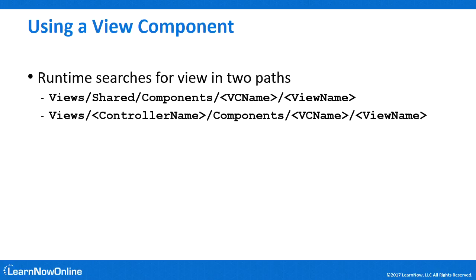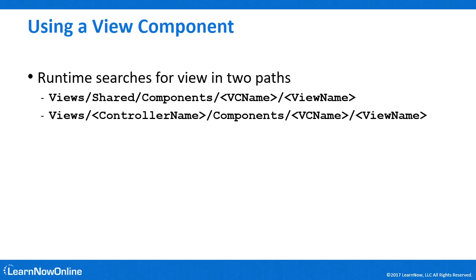Now, typically, you won't use the second option, but it is handy if you have a different view for the same component depending on the controller that owns the current action method that caused this view component to be invoked. That's kind of a convoluted case. So normally, you'll want to use the first option so that view components are used throughout the application. But if it's used in just a single controller, feel free to use the second one. And the runtime will take care of searching in those places and find the right thing.